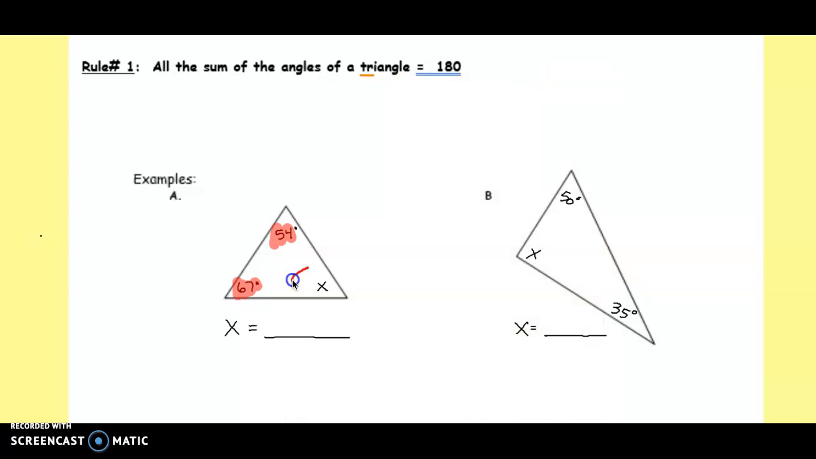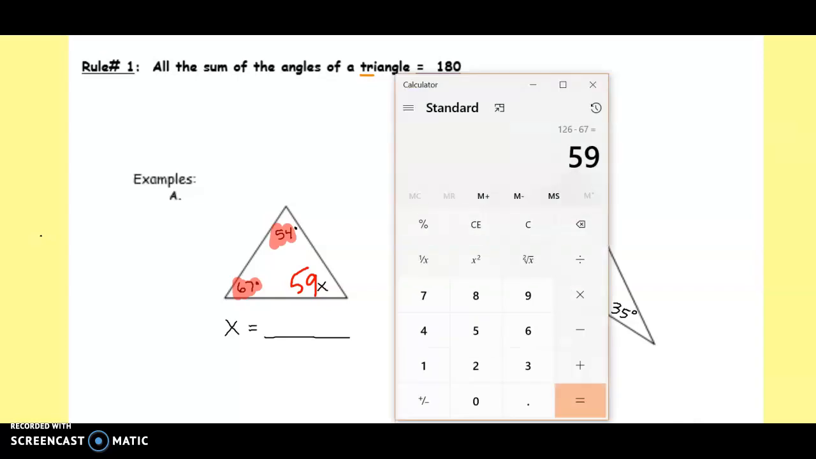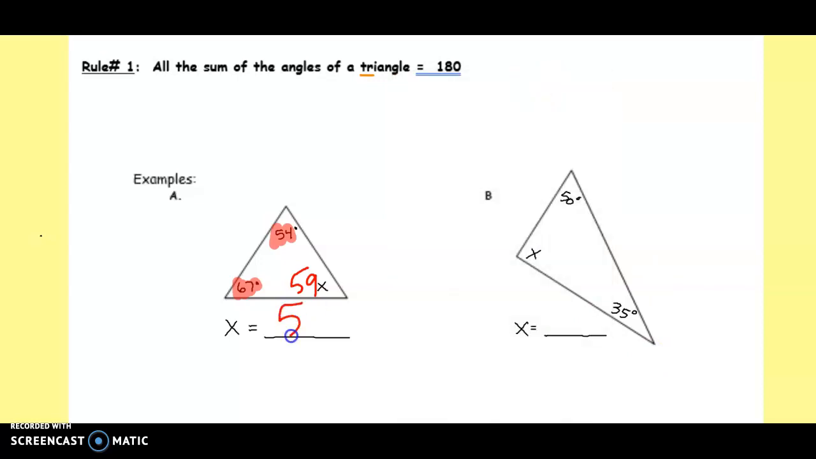And we could work backwards just to double check, right? If we added all of these up, we should also get the value of 180 if we did it correctly. So let me just show you that real quick in our calculator. If I took all those measurements, 59 plus 54 plus 67, I do get that 180. So 59 is correct. So 59 degrees.